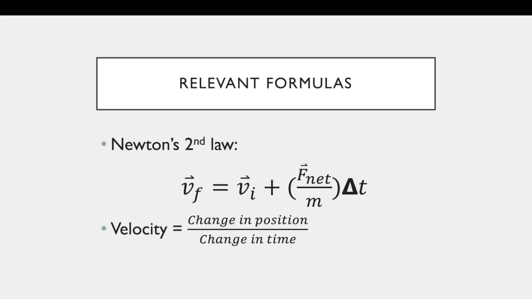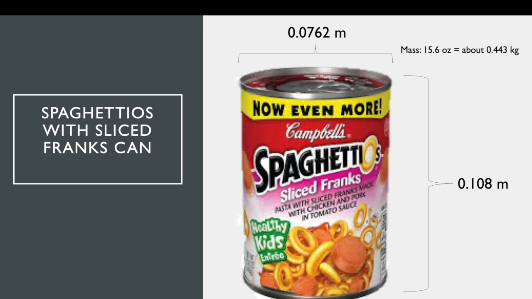Using this equation, we can conclude that when velocity is constant, the net force acting on an object is zero, since the final and initial velocities are the same, while the mass and change in time are non-zero. These are the dimensions of the can I was using, which had a diameter of 0.0762 meters and a mass of 0.443 kilograms.